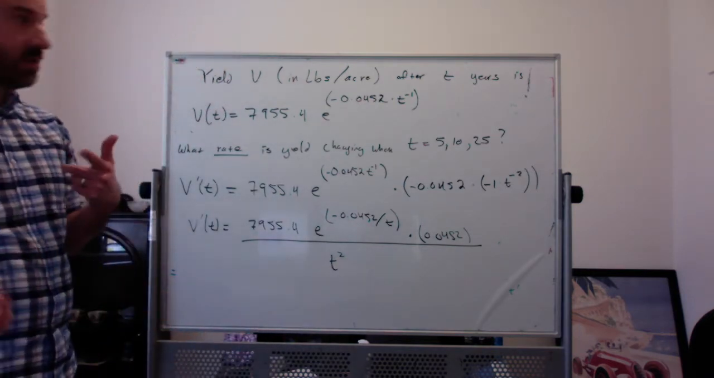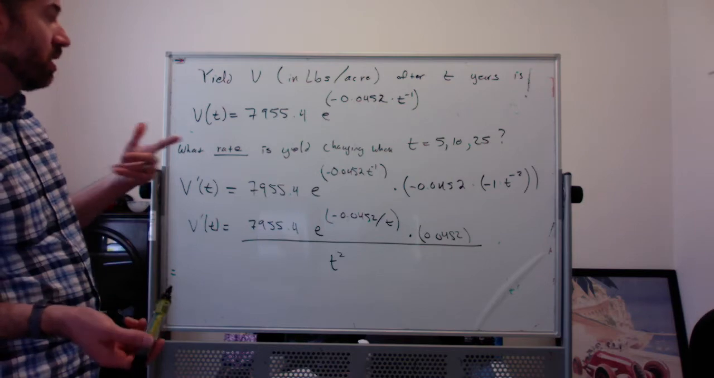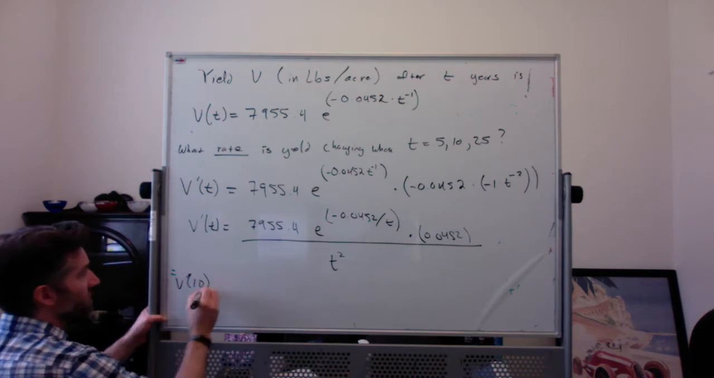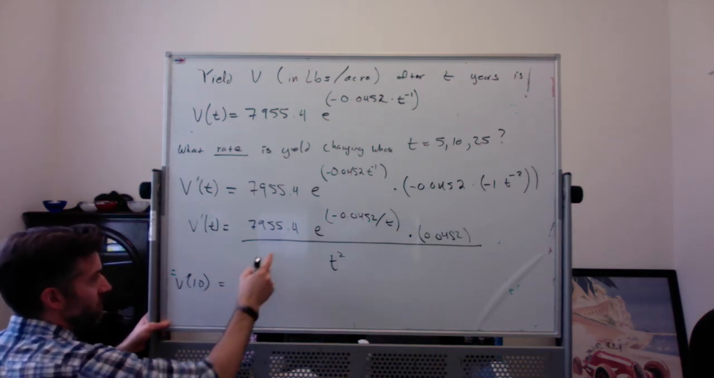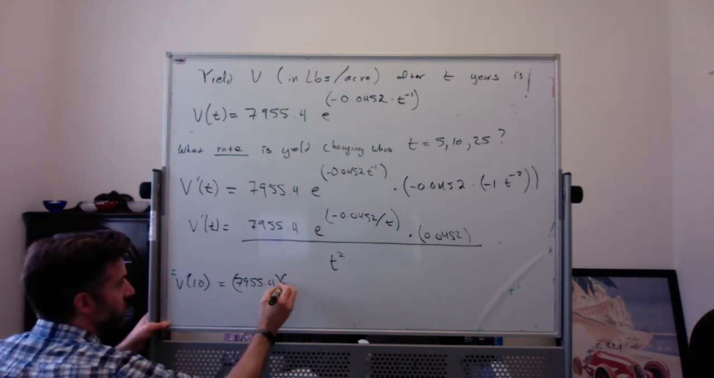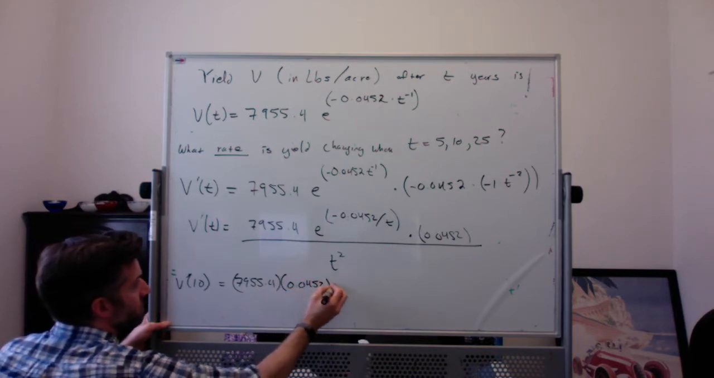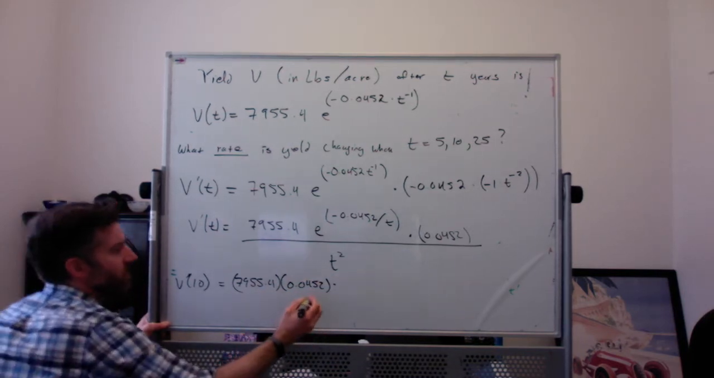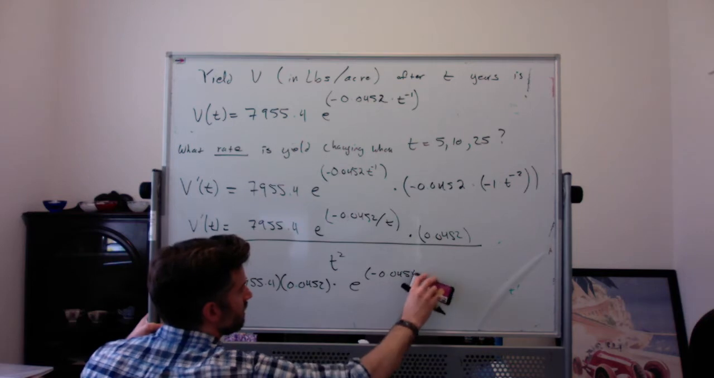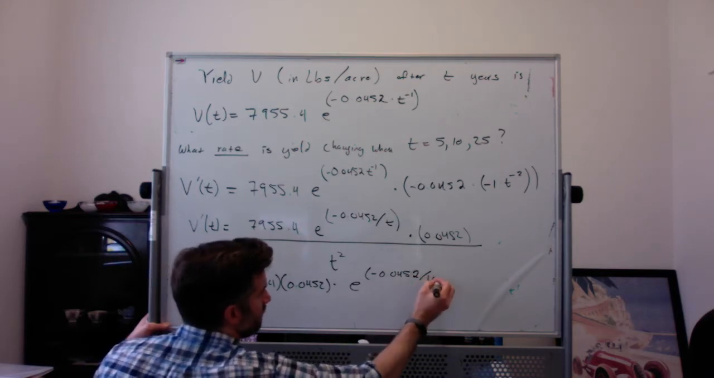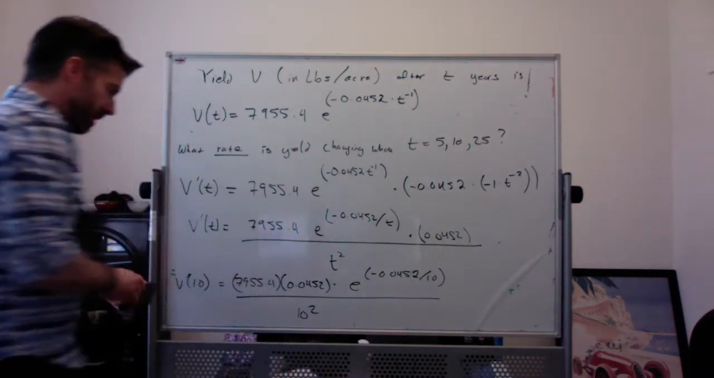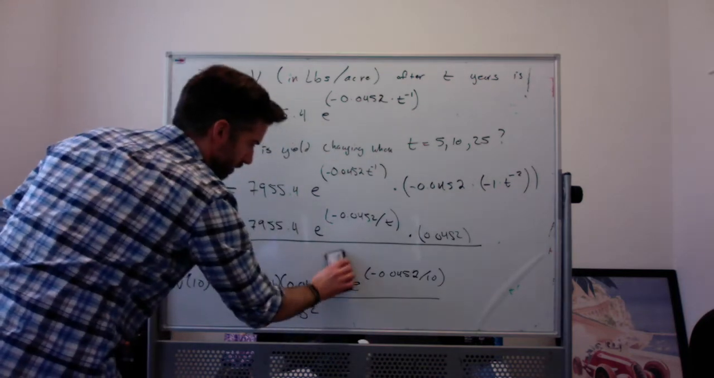And then to find the answers, I'm just going to do one of them. You guys can do the other ones. I'm going to do 10 because that one seems easy to plug in. So V prime of 10, if I just plug in 10, it's going to be 7,955.4 times 0.0452, I do the multiplication of the constants first, it just feels easier that way, times e to the negative 0.0452 divided by 10, all over 10 squared, which isn't too terrible. Sorry, my t squared mistake is over here, apologies.